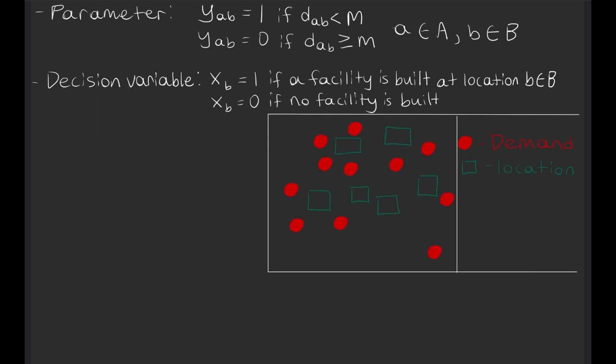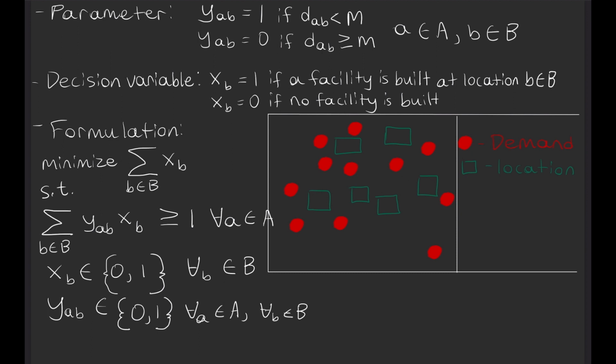Once again, here is the drawn out model of our problem. Now I'm going to talk about our complete formulation. Our objective function is that we're trying to minimize the number of locations that are being built, but we're also trying to make sure that all the demands are met. Our objective function is to minimize the sum of xb, and xb is equal to 1 if a facility is built at location B of set B, and xb is equal to 0 if no facility is built.